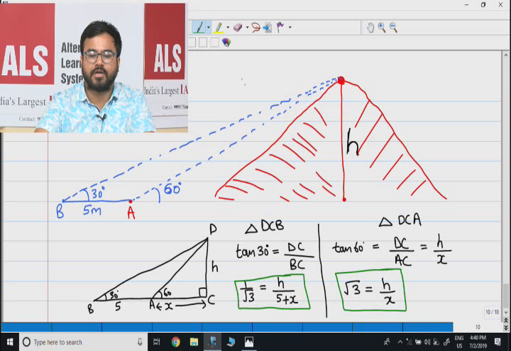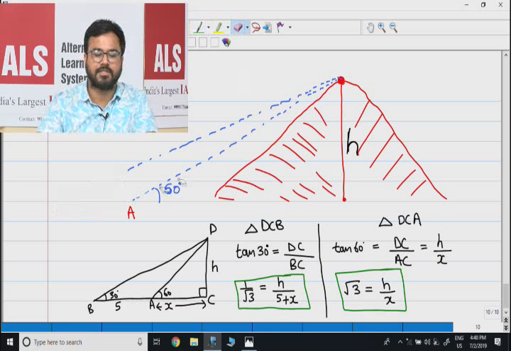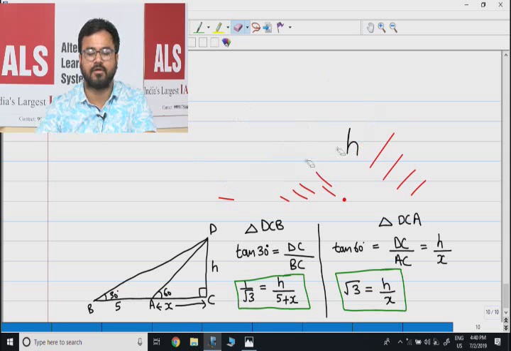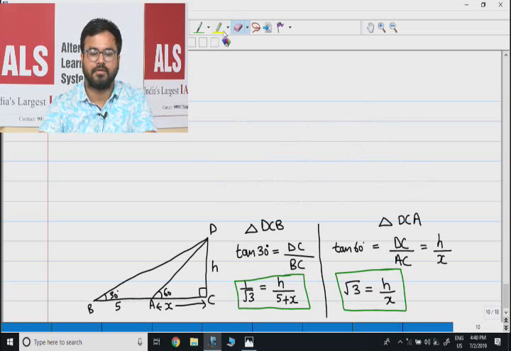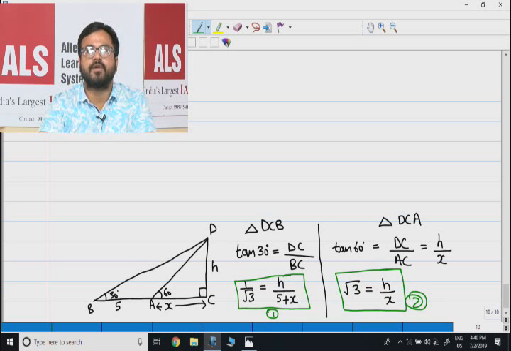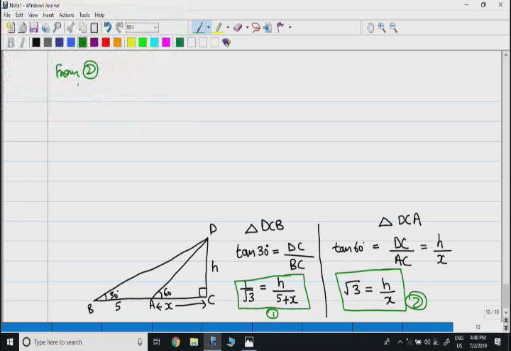Okay, now I am solving these equations. Just have a look whether you have done it right or wrong. So this is my first equation, this is my second equation. From the second equation I am substituting for x since I have to find h. So x is equal to h over root 3.